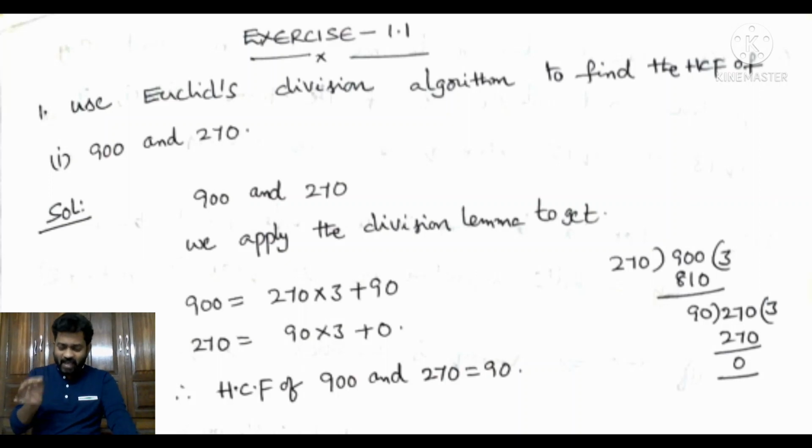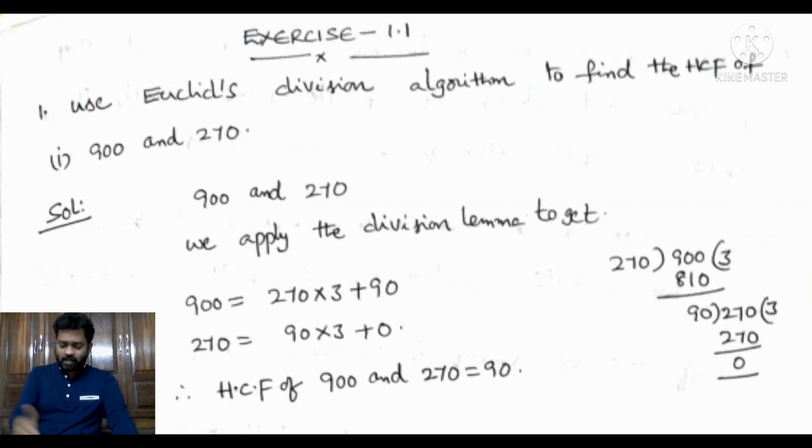900 is written as 270 into 3 plus 90. You see that division also. Again, 270 is written as 90 into 3 plus 0. So, HCF of 900 and 270 is equal to 90.